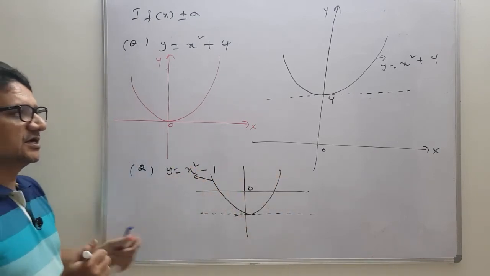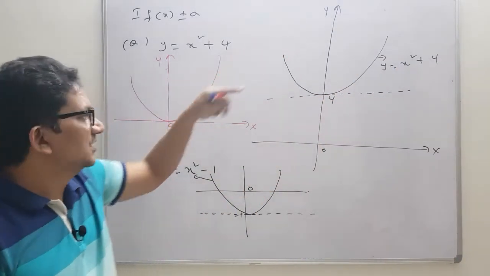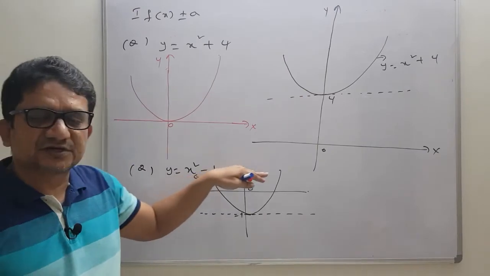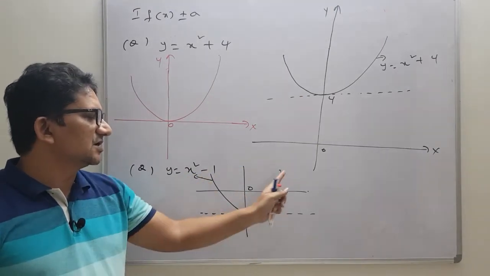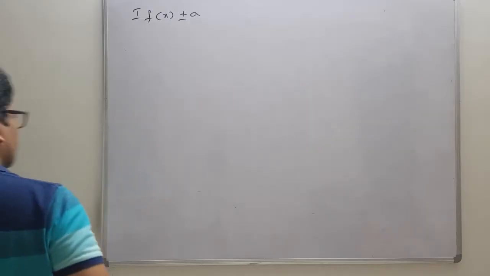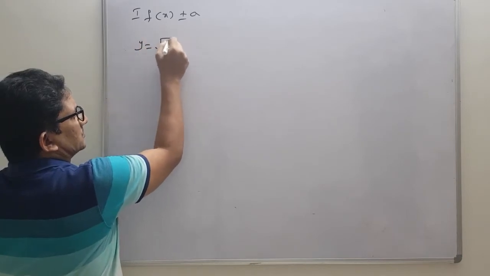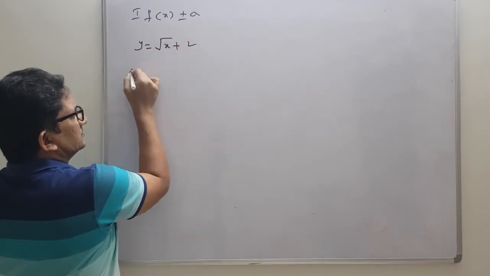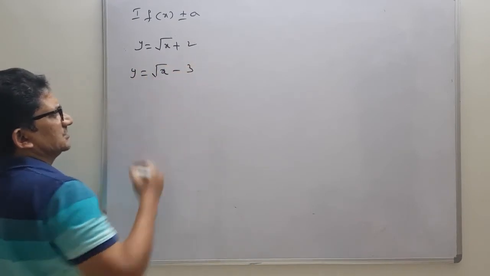Okay. So here x square plus 4, that's why we are shifting 4 units above the origin. x square minus 1, so we are shifting downwards by 1 unit. So this is your graph of x square minus 1, and this is the graph of x square plus 1. Next, we will see one more, that is y equals, suppose, root x plus 2. Two graphs we will study, y equals root x minus 3.